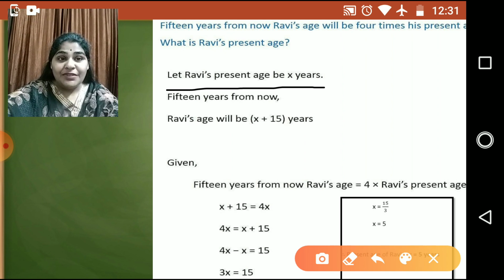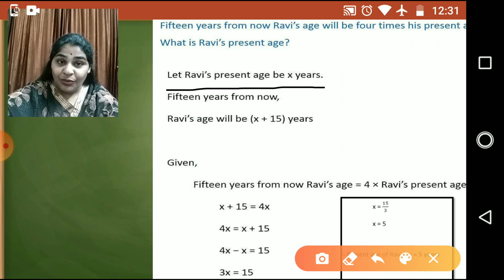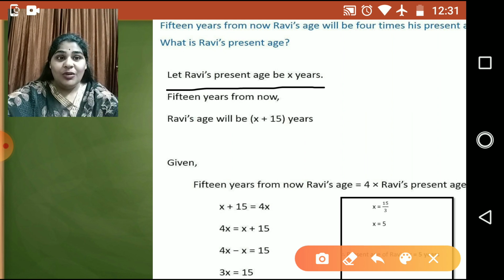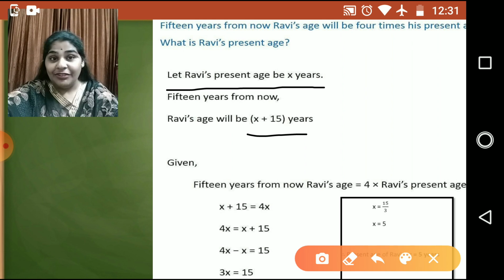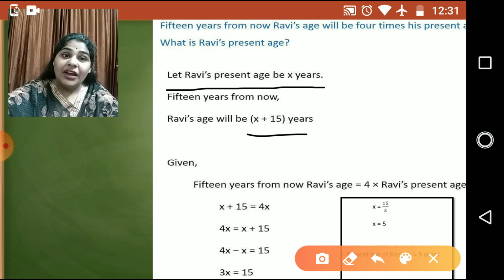Now 15 years from now, obviously if you think about your own age, after 15 years you will be plus 15, right? 15 years will be added in your age, children. Yes, so after 15 years from now, Ravi's age will be x plus 15. When I say before, it will be minus, right? From now, 15 years later, we will obviously be adding it, right? So now it is x plus 15.